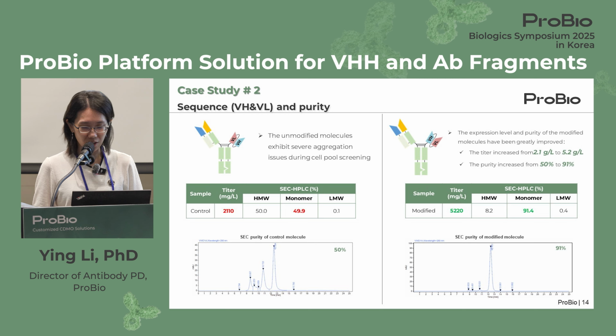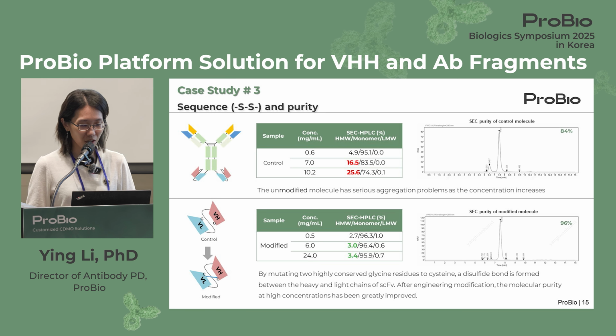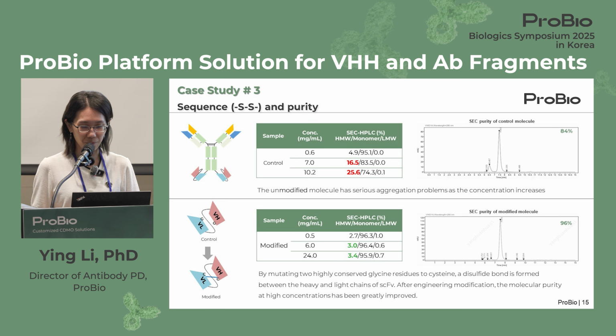To deal with this challenge, our antibody engineering team worked closely with the client to modify the design of the single-chain FV. Basically, by switching the VH and VL domain, we can see the titer increased significantly by 100% from 2 gram per liter to 5 gram per liter, and with a much improved overall purity of greater than 90%. And this example we have discussed in the previous talk, the introduction of interchain disulfide bond could also have some impact on the stability of single-chain FV fragment.